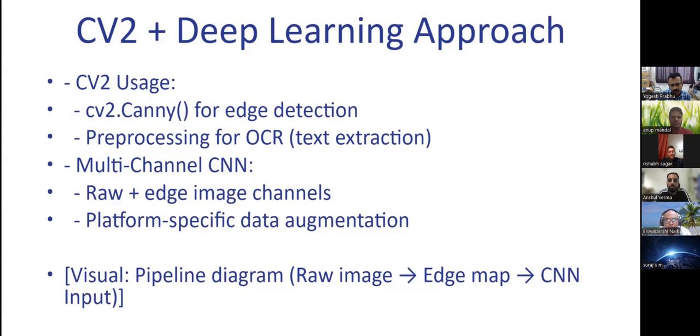Here, CV2 plus a deep learning approach was used. We can use the Canny edge technique for edge detection and pre-processing for OCR. A multi-channel CNN was used, in which raw image and edge image channels were used, and platform-specific data augmentation was done.